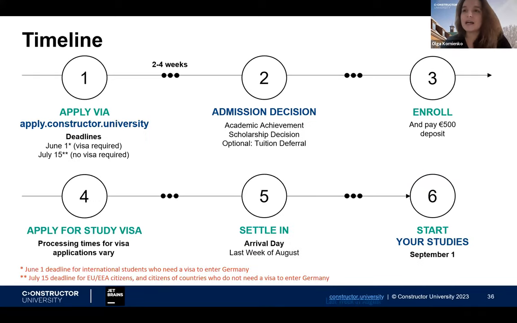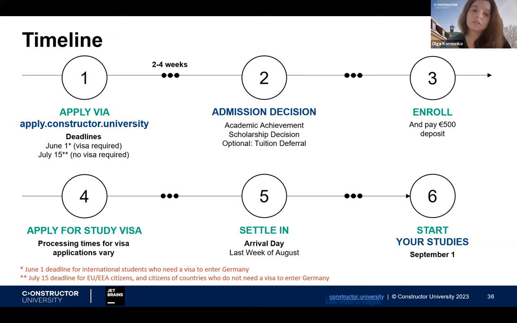And here I will explain how to apply. Just very simple steps on how to come to university. You need to apply through our portal, apply.constructor.university. There you will need to enter all the information about yourself, and also upload some of the documents. Very straightforward, it's a simple process.